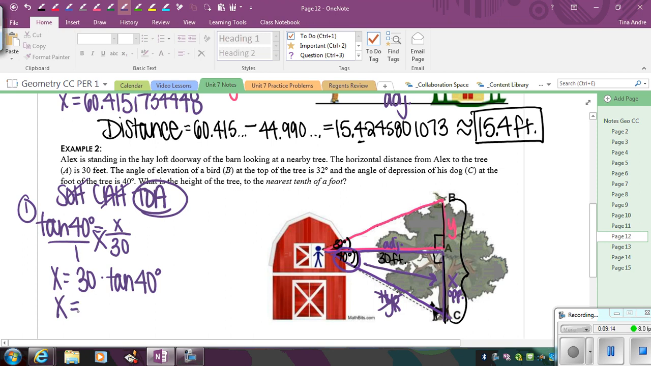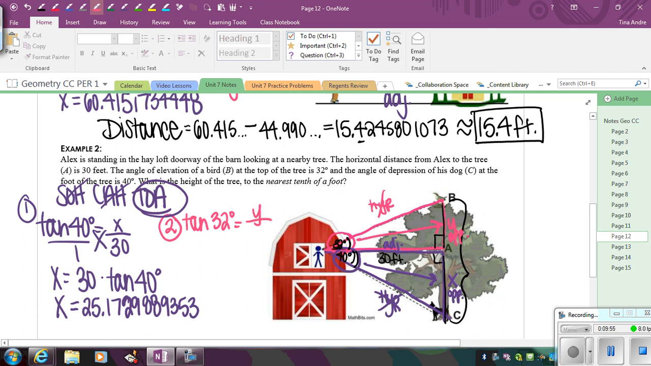So get that entire value in your calculator. So 30 times tan of 40. So 25.17298893353. Again, not rounding till the very end. We're going to do the same thing for the pink triangle. So we have our 32. This is going to be my opposite. I already have my adjacent labeled, not using the hypotenuse again. So it'll be tan. So tan of 32 degrees is equal to the opposite over the adjacent.